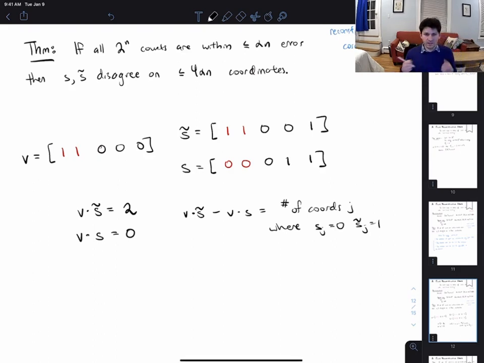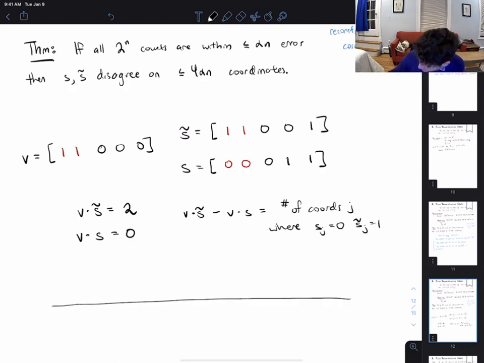Okay, so if S tilde and S are very different, there's kind of two reasons they can be very different. One of them is that there's a lot of coordinates where S is 0 and S tilde is 1. And if that's the case, then there's some query v that has a large answer on S tilde and a small answer on S. So let's draw a line and let's plot these two answers.